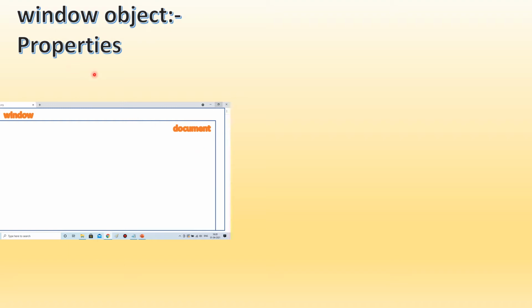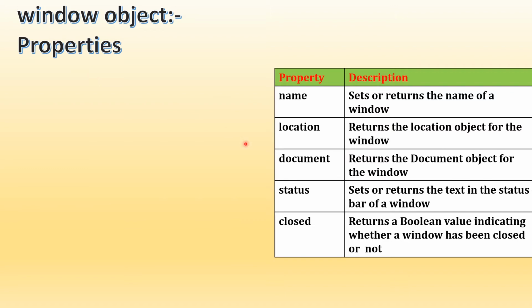So we'll see the properties here. The properties are name, location, document, status, closed, and the description along with each. So you need to study the property and the description. What does name do? Name sets or returns the name of the window. So how do we write this property? You have to mention window.name, set the name equal to, and give the name for it. And you can return the name. Return means the same thing. If you have set the name, you can display it to the user.